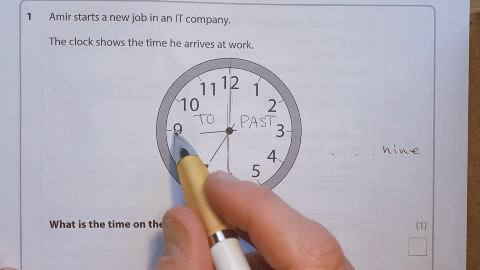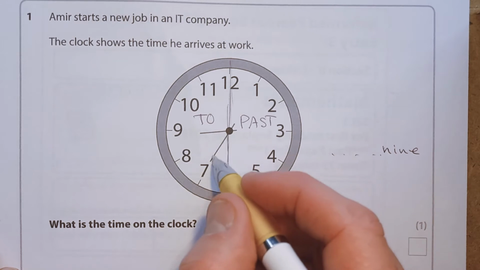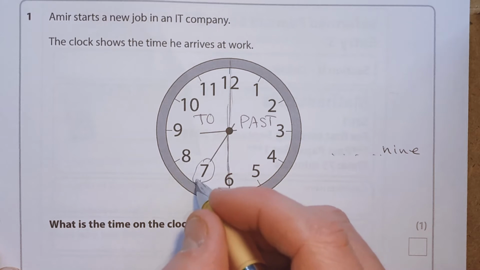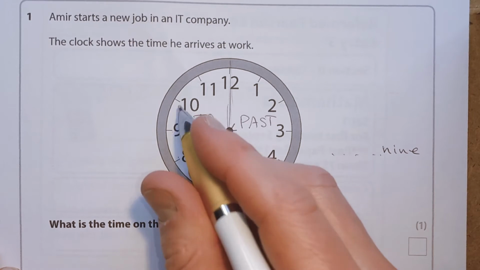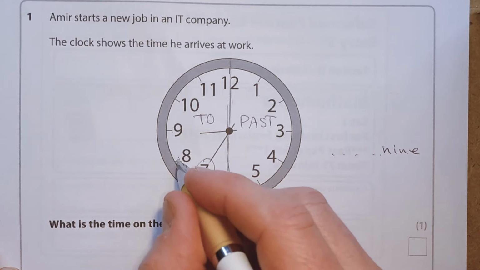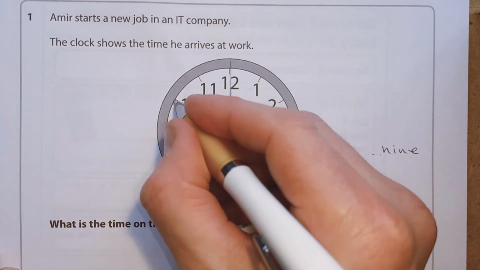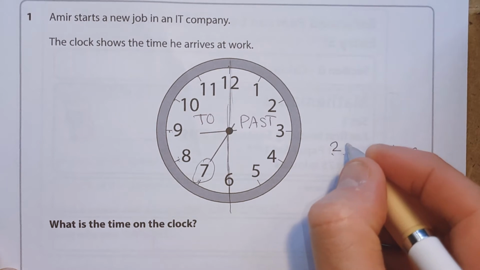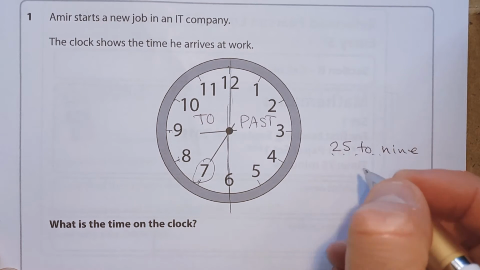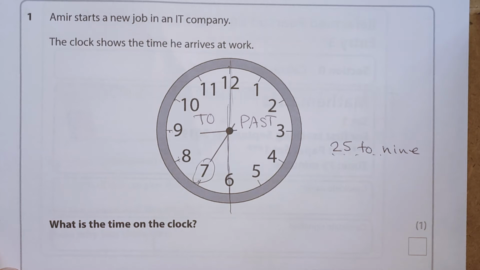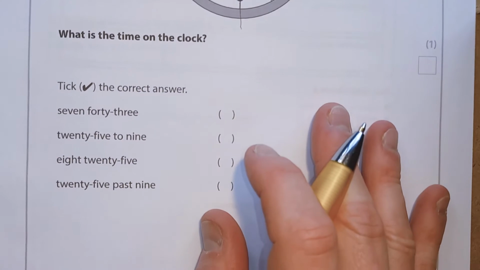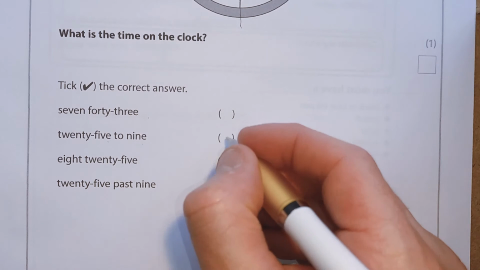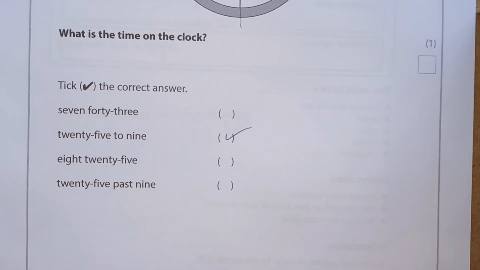And how many minutes to 9 is it? Well, the big hand is here on the 7. And remember, each of these is 5 minutes between each number. So we've got 5, 10, 15, 20, 25. So it's going to be 25 to 9. Right, let's see if we've got that as one of the options. 7:43, 25 to 9. There we go.